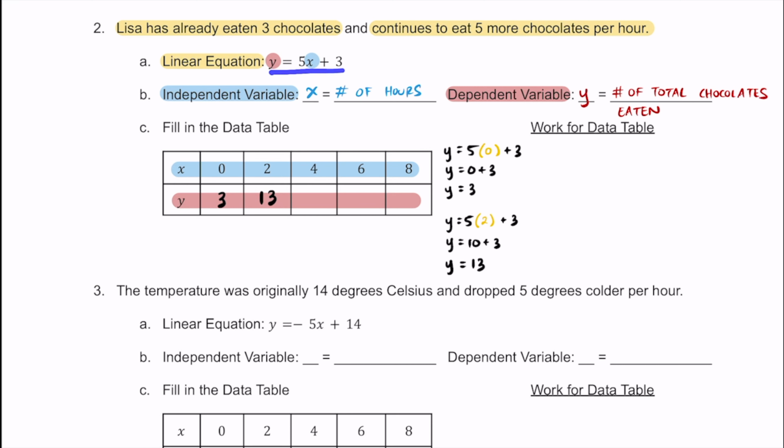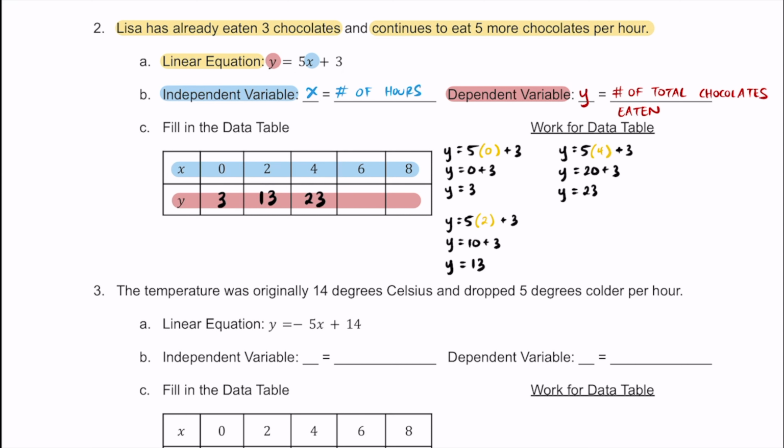Now, same linear equation, but now x is 4. So if 4 hours go by, let's substitute that 4 in. So we're going to get y is equal to 5 multiplied by that 4. So that's going to be 5 times 4. And we're going to go ahead and add 3 on afterwards. 5 times 4, that's going to be 20. So we have 20 plus 3. And that's going to be a total of 23 chocolates that she ate. Let's go ahead and put that in here.